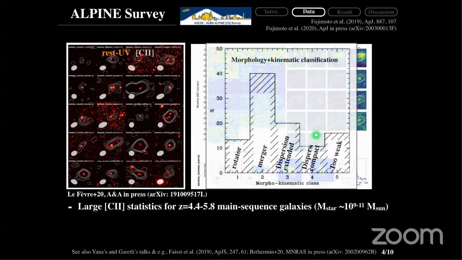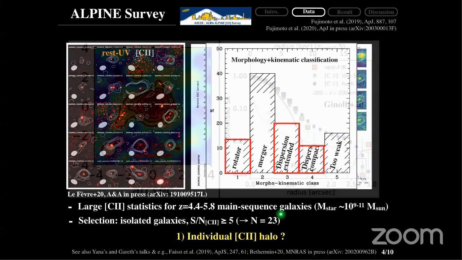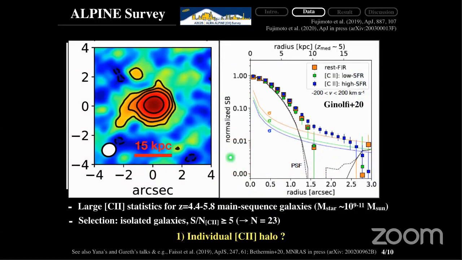So from this classification result, here we select only isolated ALPINE galaxies to remove potential effects on the halo emission from merging galaxies. And we also set some S/N threshold to obtain reliable results. There are still 23 ALPINE galaxies remaining. So based on this, we address the first question of the individual [CII] halo. By the way, we performed the stacking analysis with this ALPINE sample and confirmed the existence of the extended [CII] halo. So it's good to know.